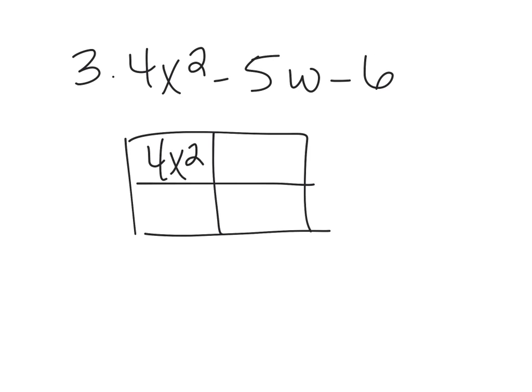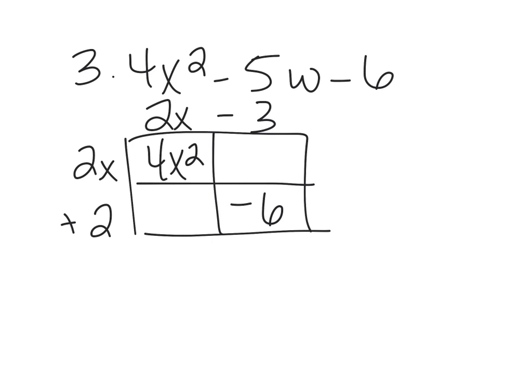4x squared, negative 6. 4x squared could be 2 and 2, could be 4 and 1. I'm going to do 2 and 2. Negative 6. How about negative 3 and positive 2? And let's see what that does. And honestly, I didn't think too much about that. I just put the numbers in, because sometimes once I get this, now I might have an idea of where to go next.